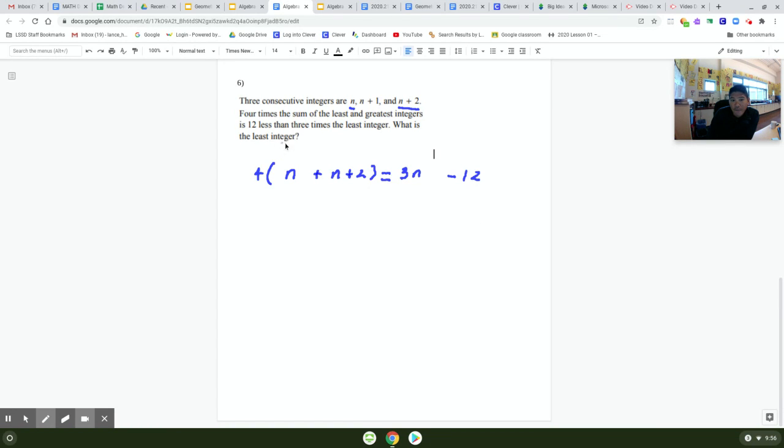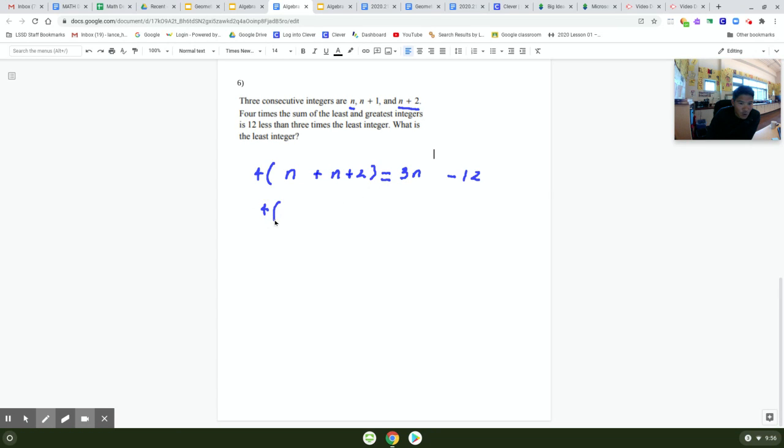And what we're actually trying to find is the least integer, n. Technically, we would find the middle integer, n plus 1, and then the greatest integer as well. But all the question asks us is to find the least integer. So like I was saying earlier, we have the variable n on each side of the equation. Okay, but in order to solve for n, I'm going to simplify the left side of the equation. I'm actually going to simplify what's inside the parentheses first.